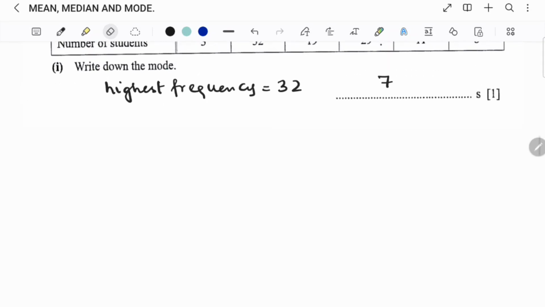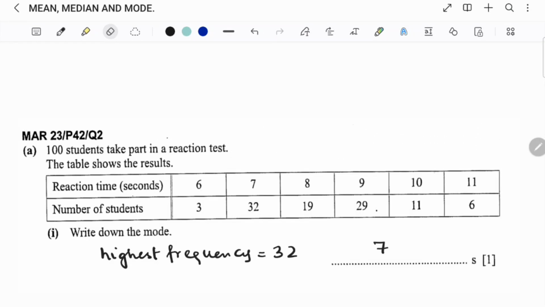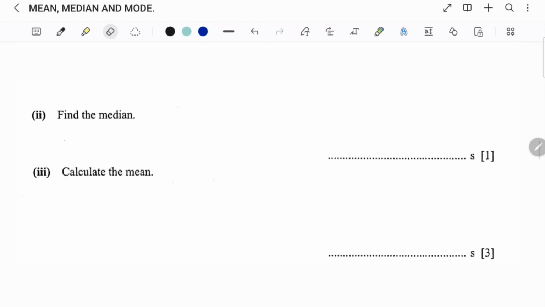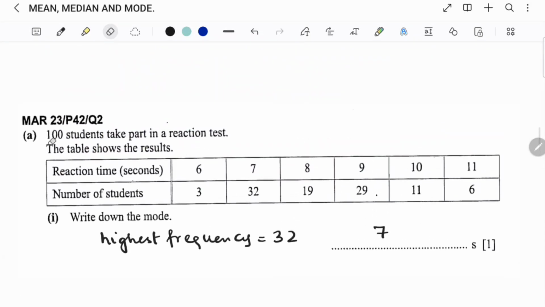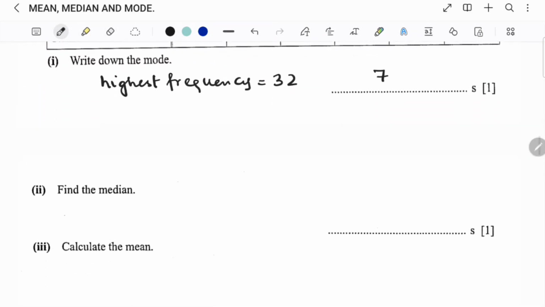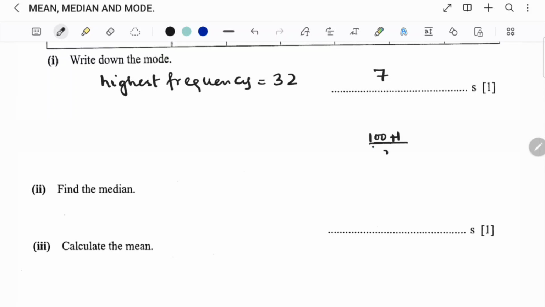Now the next part is find the median and the mean also. So median is the center number. 100 numbers are there, it's given at the top also, and when you add all of the numbers, there will be 100 numbers. Okay, so 100 plus 1 upon 2, that is 101 upon 2, which is the 50.5 value. Again we have to stop at the 50.5th value.